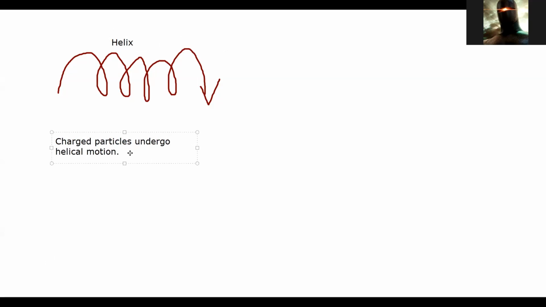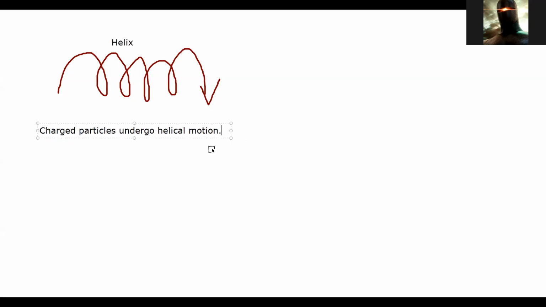Helical motion is the sum of parallel translation and circular motion. So you have a motion in a circle, which is due to the perpendicular component. The perpendicular component is the one that's making the particle turn all the time. And the parallel component is not affected by the magnetic field, so it just keeps on going.